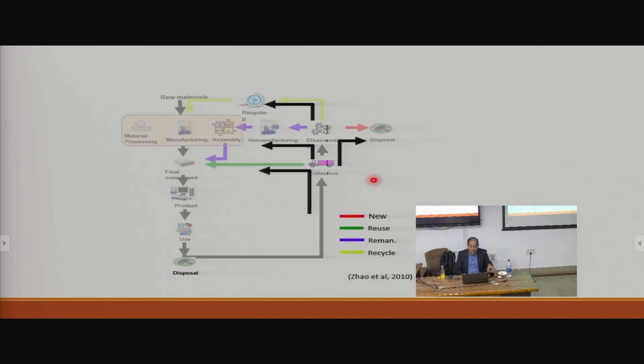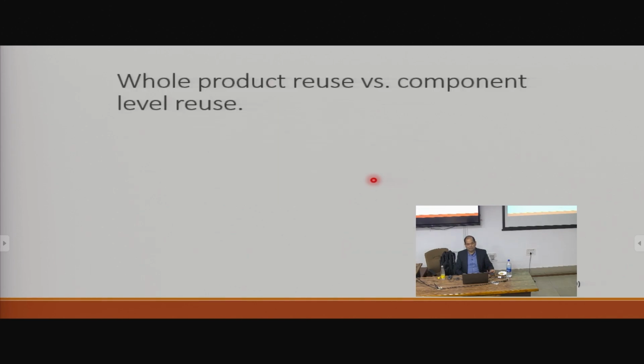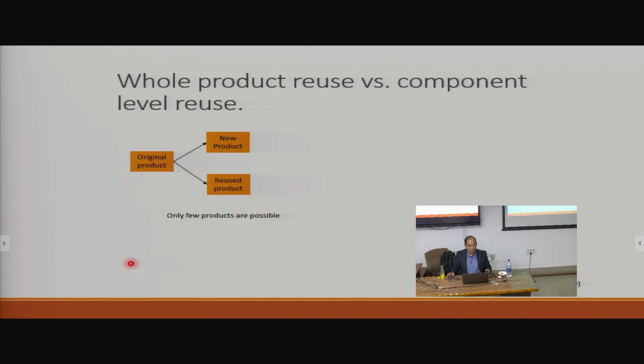And then the next point that we have liked to make over time is that whole product reuse versus component level reuse. So what should we do? If you have an original product, you can throw it away and make a new product, or you can reuse it. What are the limitations of this approach? The big limitation is that you end up with only two products, either new or reused. Reused means somebody used it for 5 years, and now you have a completely used product. Only two products are possible.